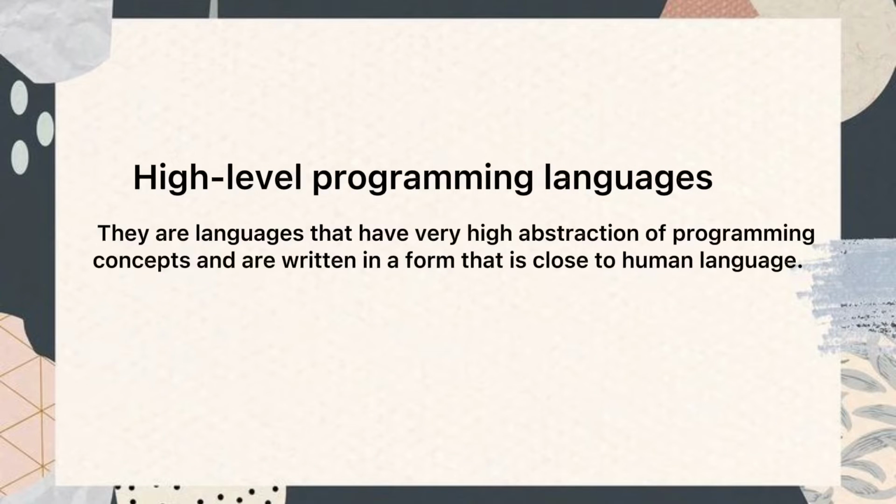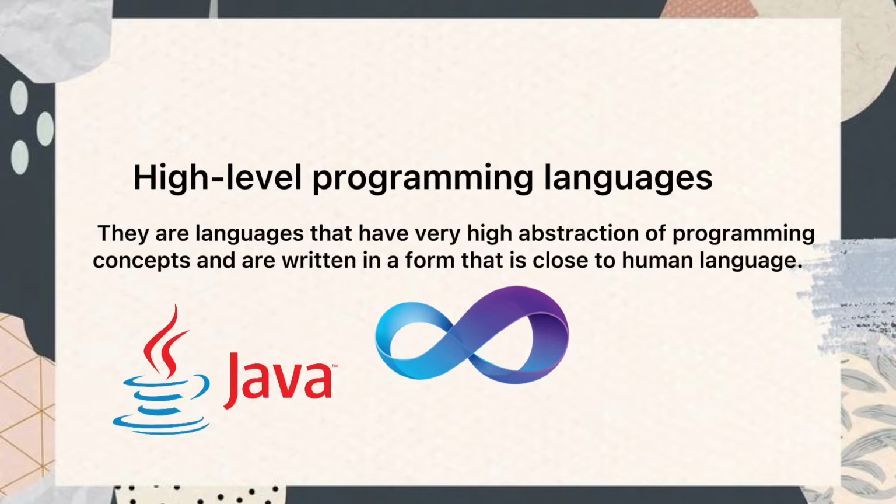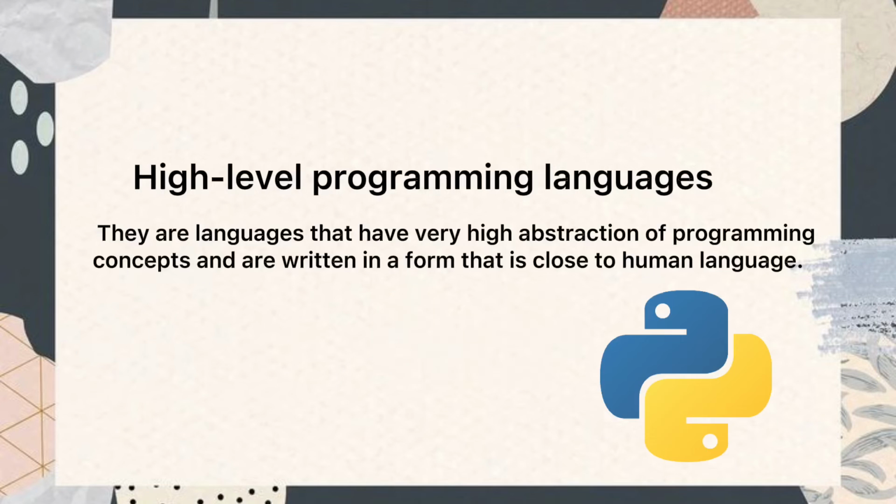High-level programming languages. They are languages that have very high abstraction of programming concepts and are written in a form that is close to human language. Examples of these are Java, Visual Basic, and Python.